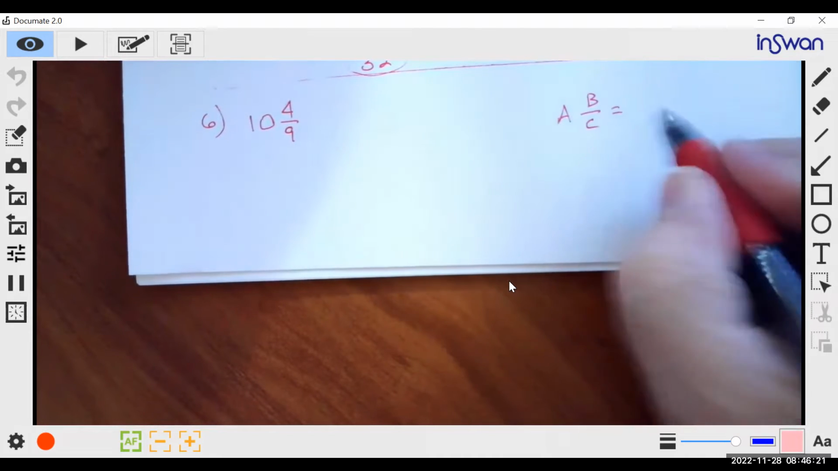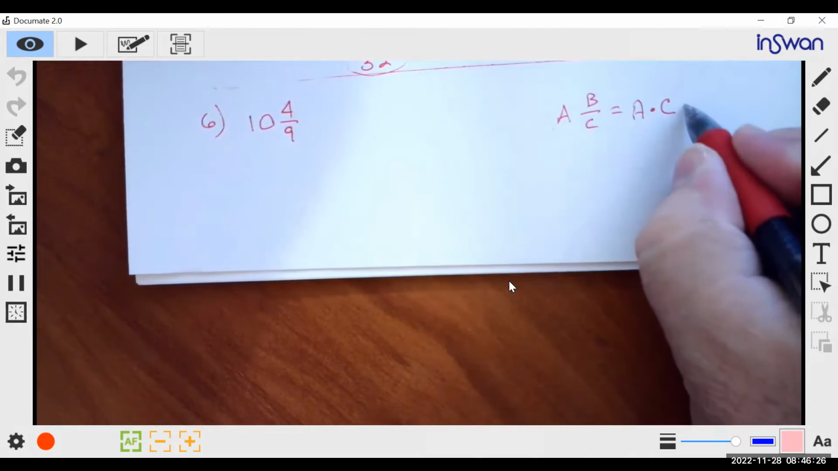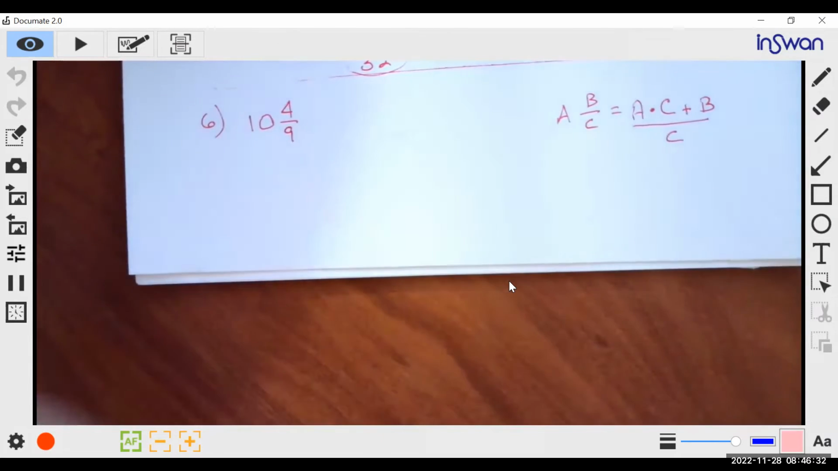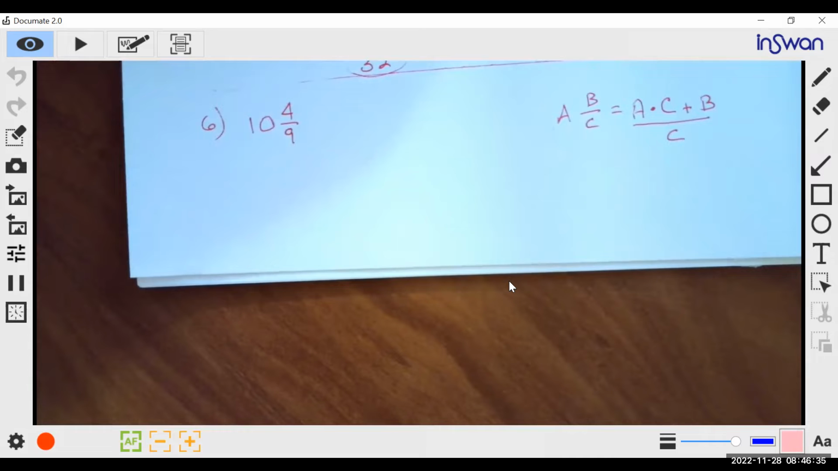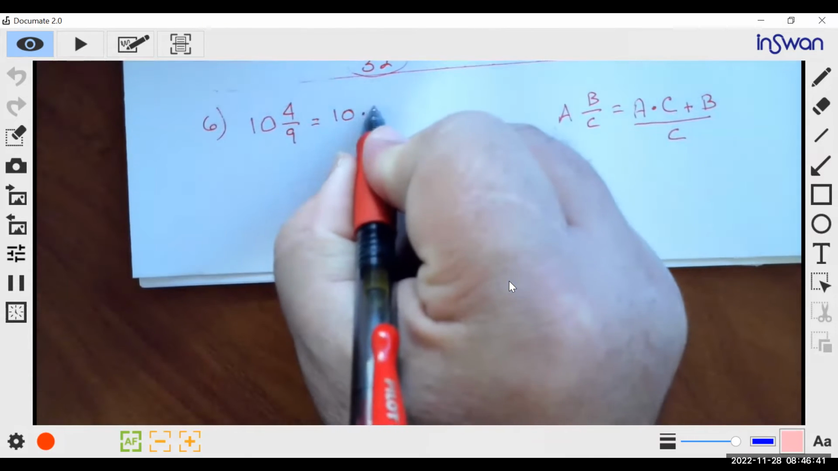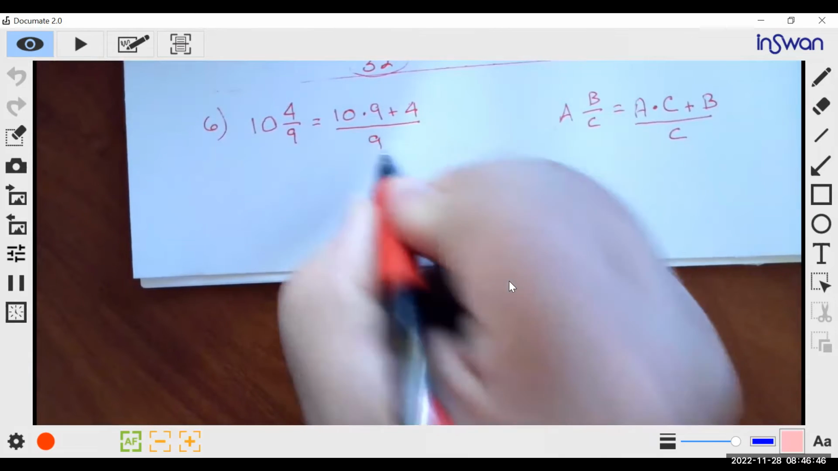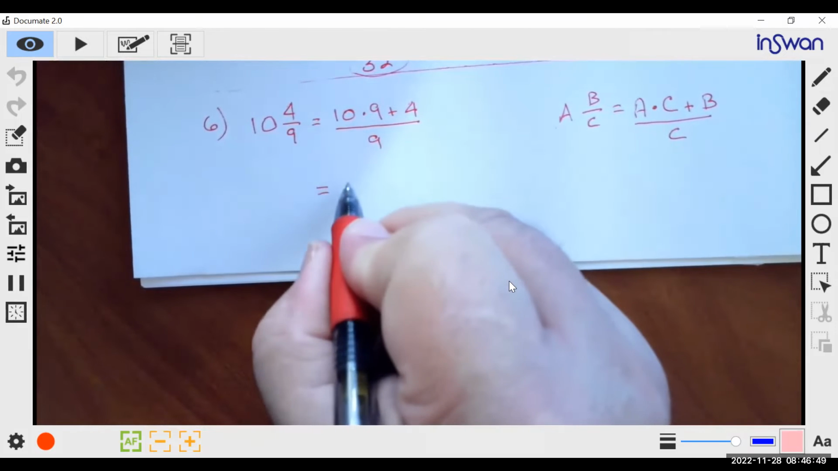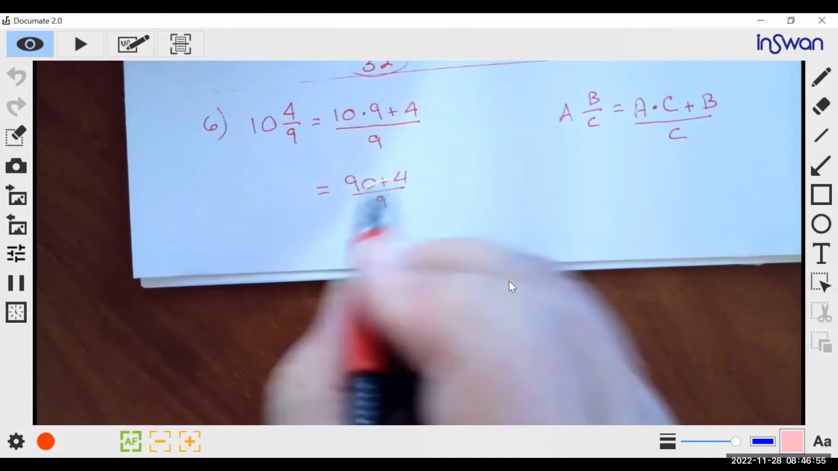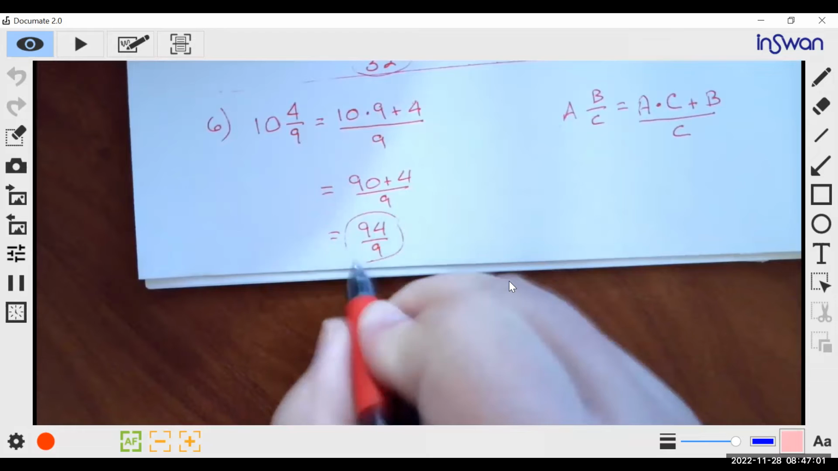Very good. So the coefficient times the denominator plus the numerator all over the denominator. We have 10 times 9 plus 4 all over 9. 10 times 9 is 90. 90 plus 4 is 94 over 9. There's your improper fraction.